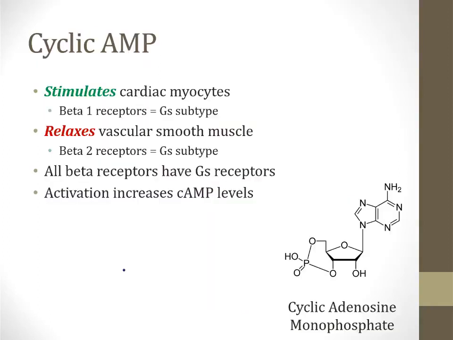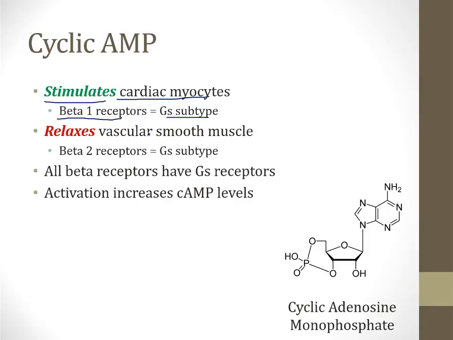Cyclic AMP has different effects depending on whether it's found within cardiac myocytes or vascular smooth muscle. In cardiac myocytes, high levels of cyclic AMP are stimulatory. For that reason, beta-1 receptors found in the heart are the GS subtype. Anytime norepinephrine binds to a beta-1 receptor, it will raise the level of cyclic AMP, and that will activate cardiac myocytes, and that will raise contractility.